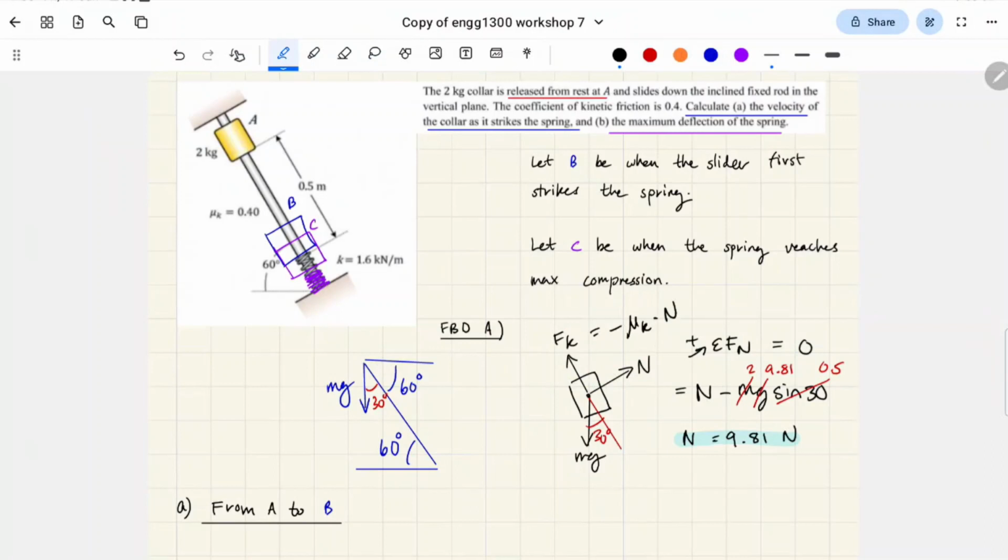Because our kinetic friction force is going to be constant, right? And we don't care what the acceleration is for these kinetic work energy equations, right? So that is 0.4, and that is what we worked out. So that is negative.